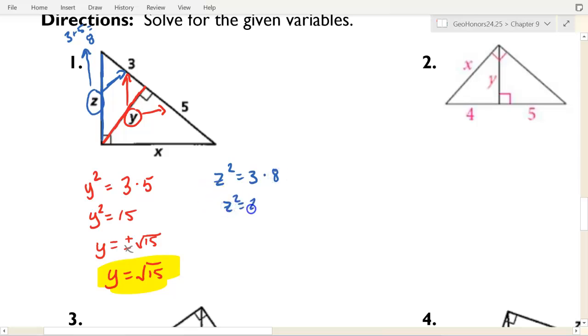Z squared is equal to 24. When I square root both sides, yes, I get plus or minus the square root of 24. I reject the negative, and I reduce the radical. Z is equal to the square root of 24, which is the same as the square root of 4 times 6, so it's 2 square roots of 6.